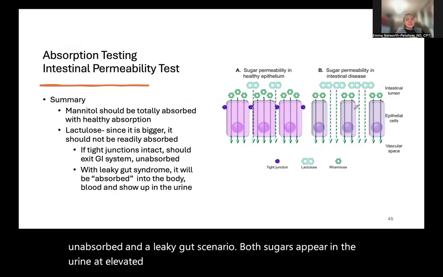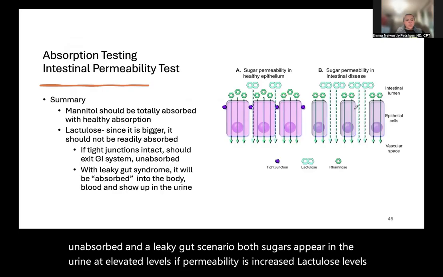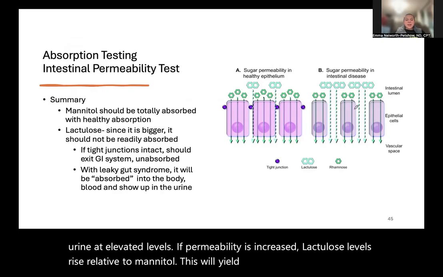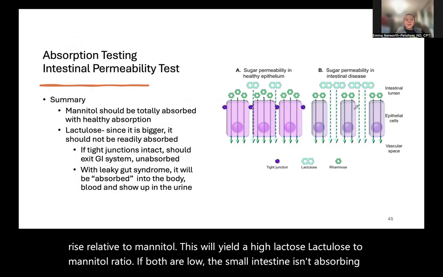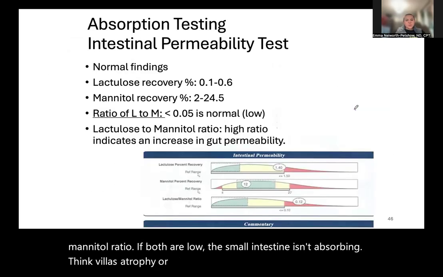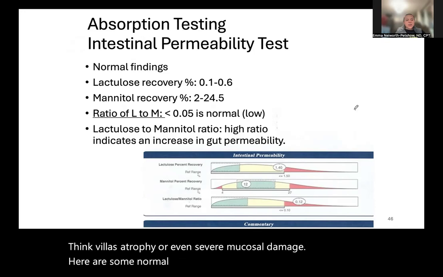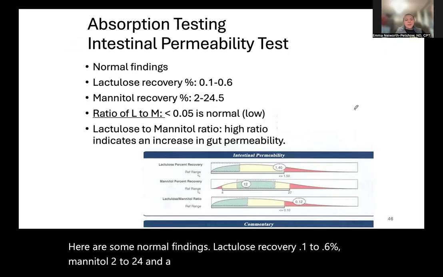If permeability is increased, lactulose levels rise relative to mannitol. This will yield a high lactulose to mannitol ratio. If both are low, the small intestine isn't absorbing. Think villus atrophy or even severe mucosal damage. Here are some normal findings. Lactulose recovery 0.1 to 0.6%, mannitol 2 to 24.5%, and the ratio is less than 0.05.